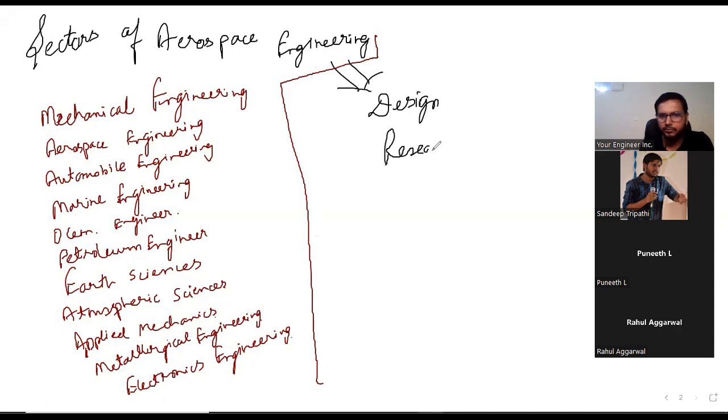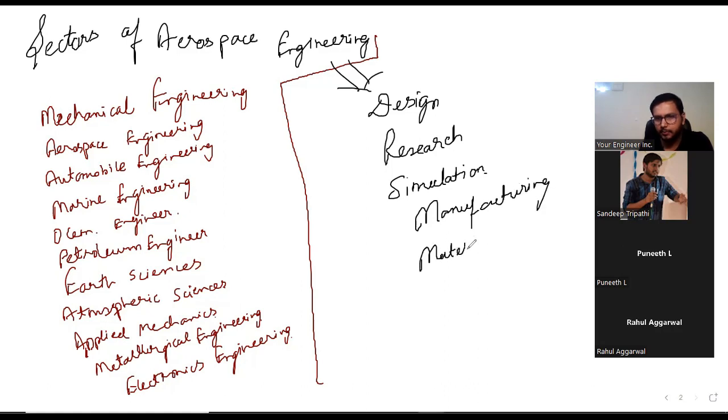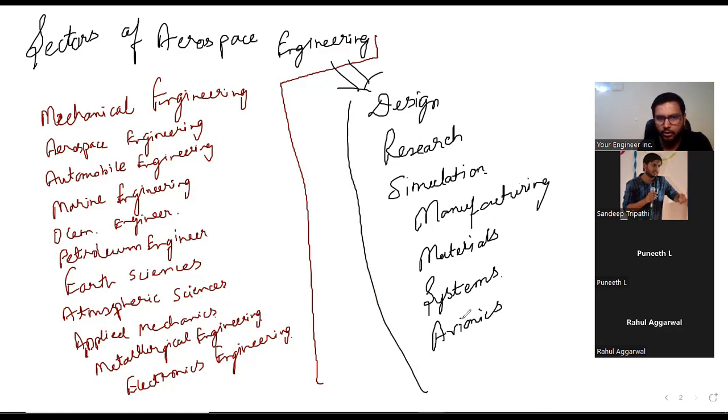There is design, there is research, there is simulation. I will come into this thing. There's manufacturing, there is materials, there are systems. Systems, if you study, there's avionics. So these are the basic things that we will be covering, and all these things are basically related to all the engineering. These are the basic sectors. Okay, now let's come to next.